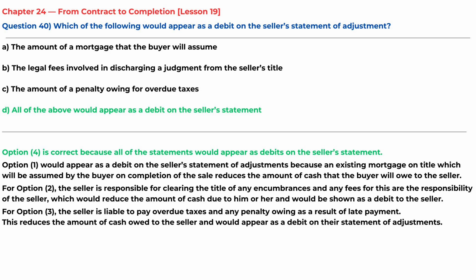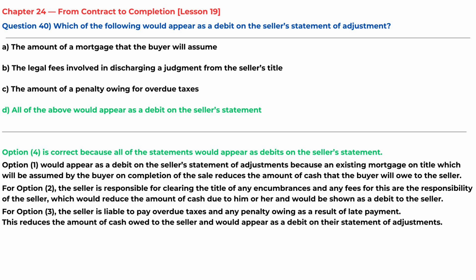Question 40. Which of the following would appear as a debit on the seller's statement of adjustments? Option 4 is correct because all of the statements would appear as debits on the seller's statement. Option 1 would appear as a debit on the seller's statement of adjustments because an existing mortgage on title, which will be assumed by the buyer on completion of the sale, reduces the amount of cash that the buyer will owe to the seller.